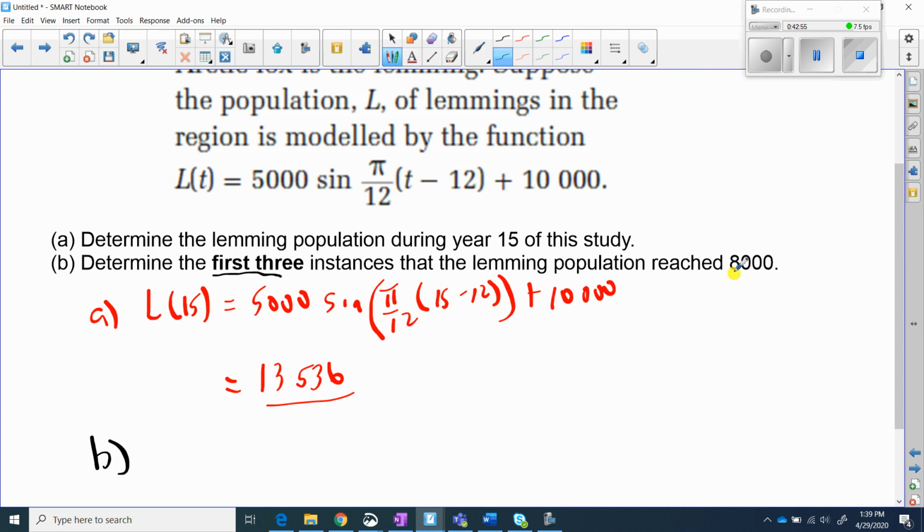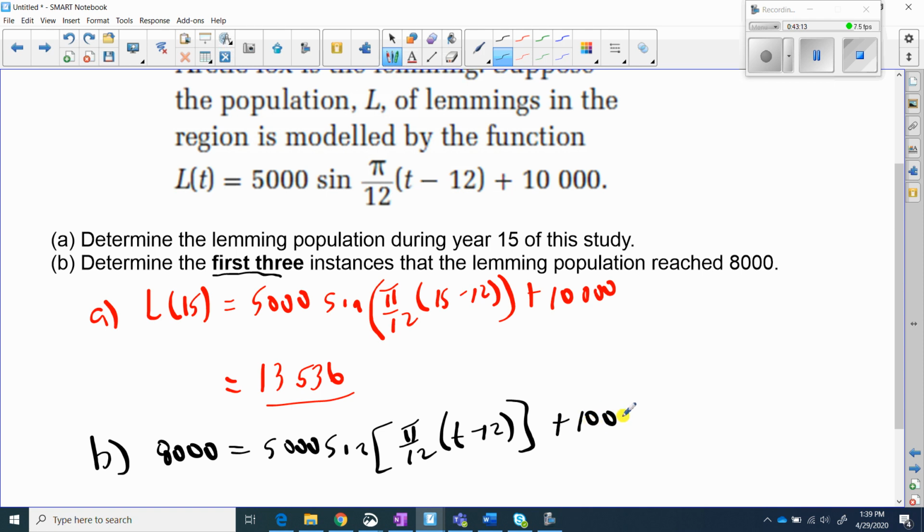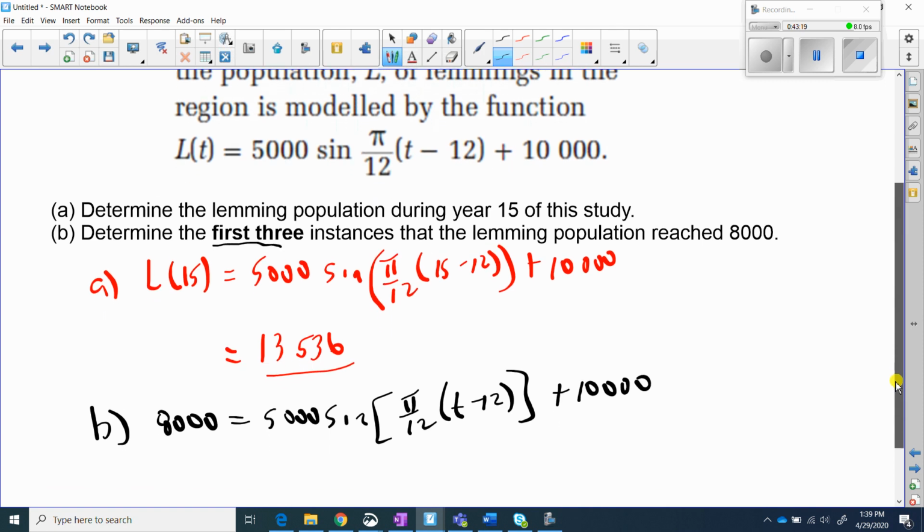So if they're saying when is the lemming population 8,000, you've been given the left side of the equation. The good news is this one's in radians, which will give us a chance to practice radians again. I'll show you that. All right, so I've got to solve this equation for T, and it wants the first 3 instances. Now we're talking about years, times.